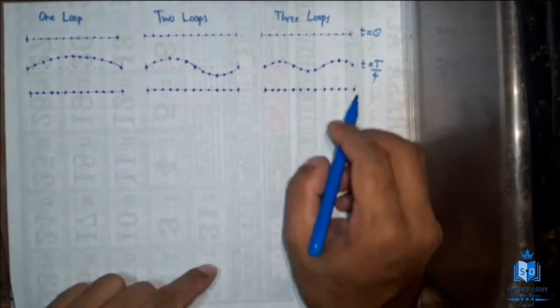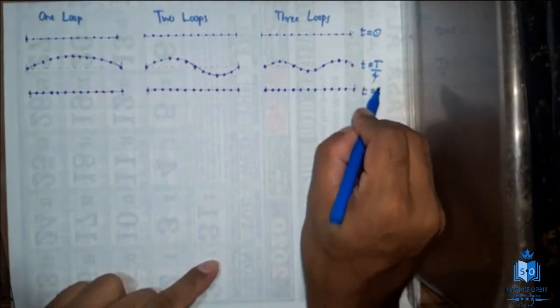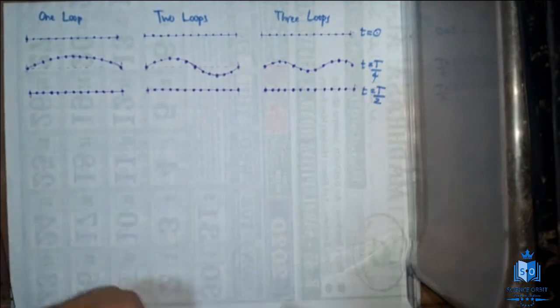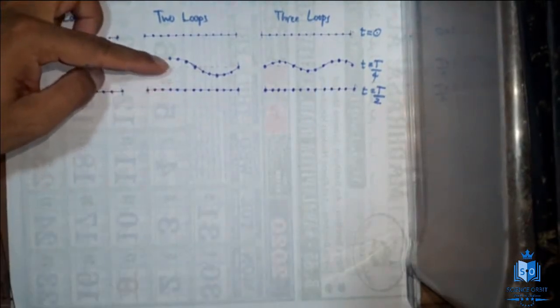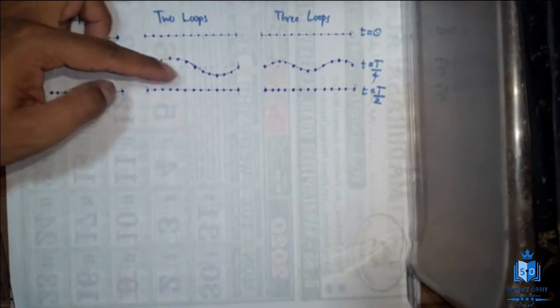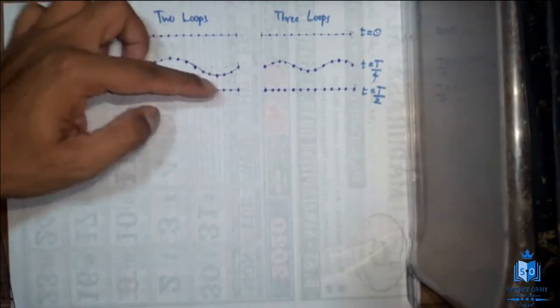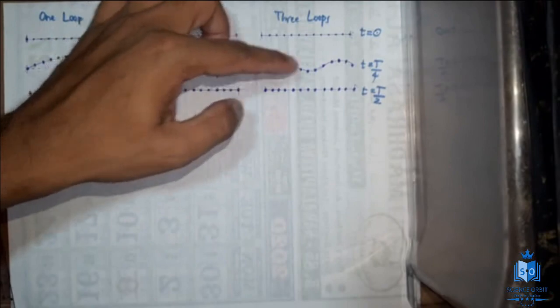Now, for the second part, when time is equal to capital T by 2, all the particles will come back to their initial position. Here they went up and they will go down. Here went up and then will go down. Here initially it went down and it will go up, right? And it will go down, this will go up.